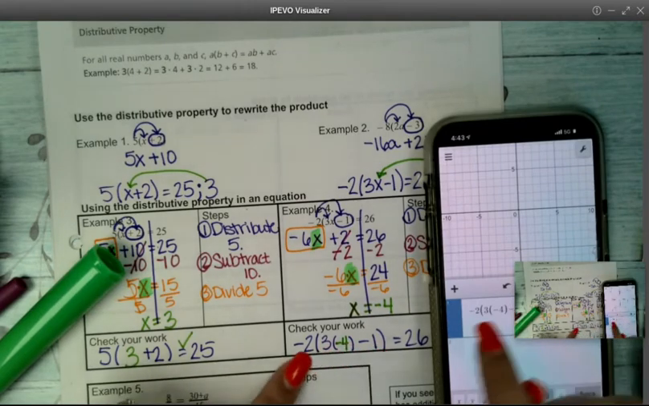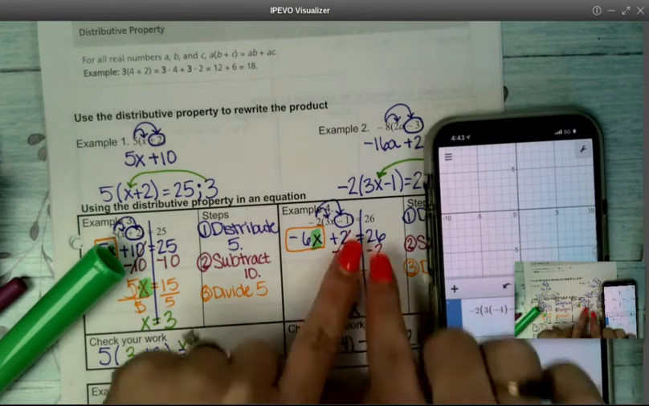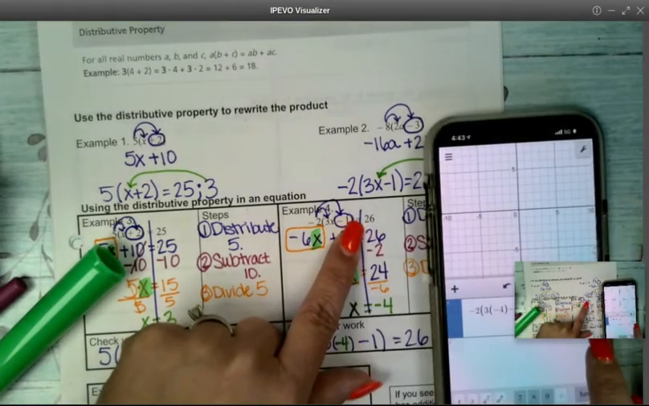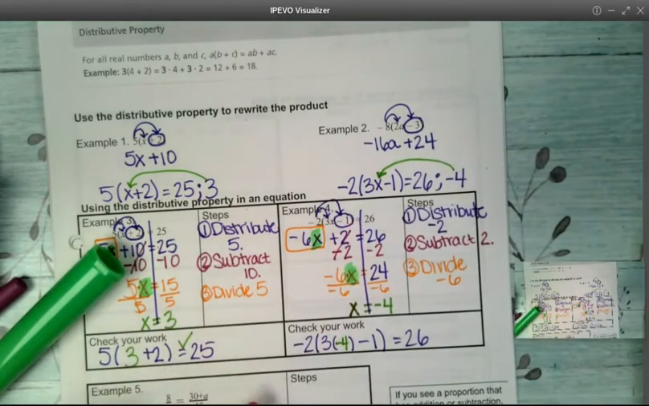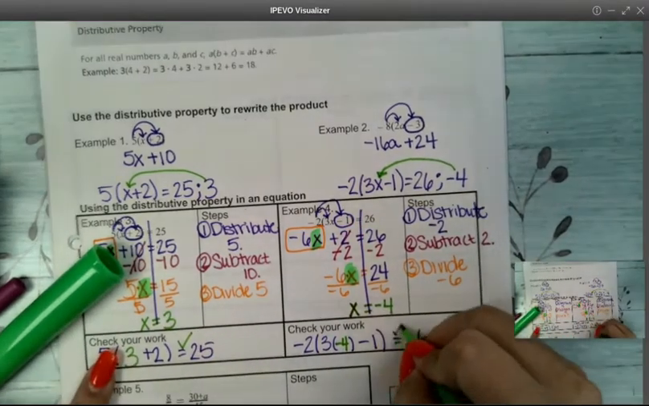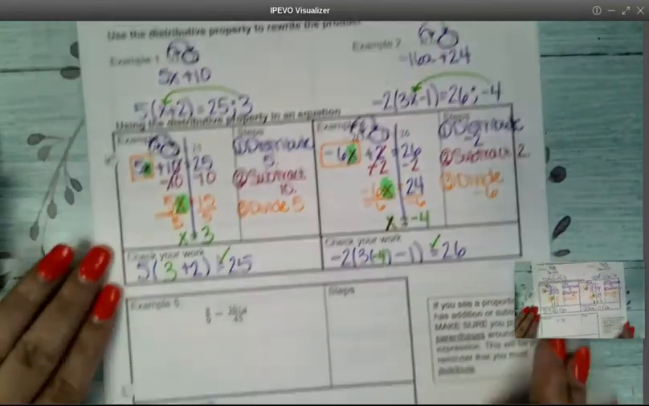So as I type this in, -2 parenthesis 3 parenthesis -4, close my parenthesis, minus 1, close my parenthesis. Notice this looks exactly like this. It's supposed to be equal to 26, and it is equal to 26. That's how I know I've got the correct answer. Again, I'm just going to put a check mark over the equal sign, knowing that I checked it.